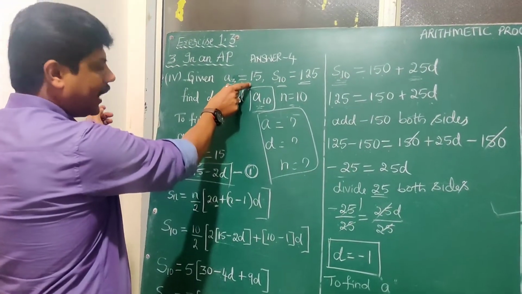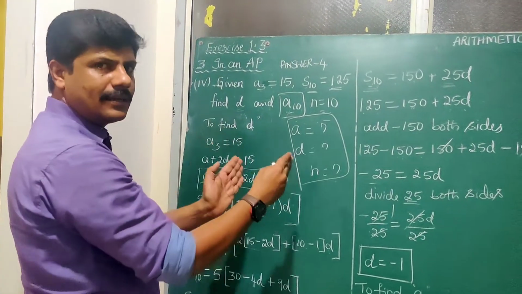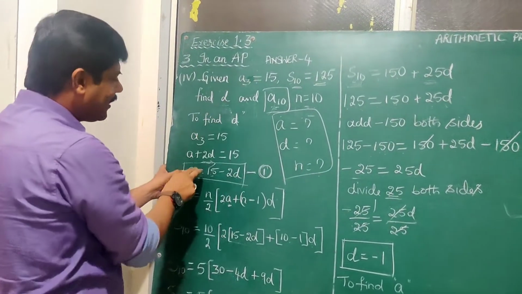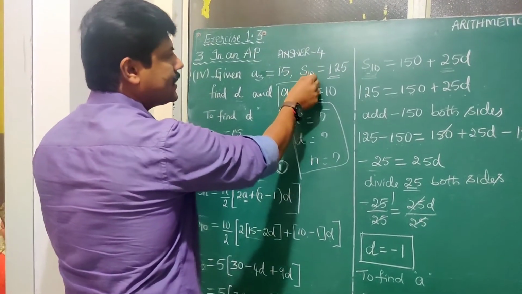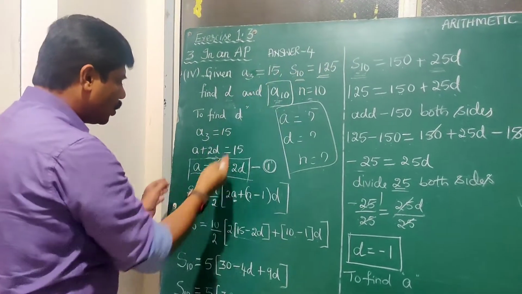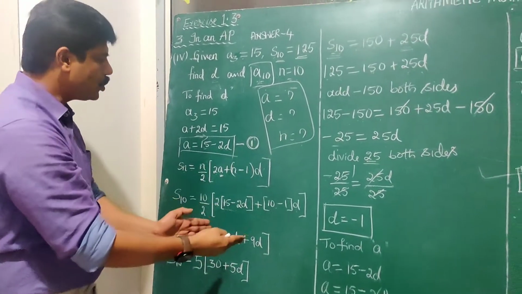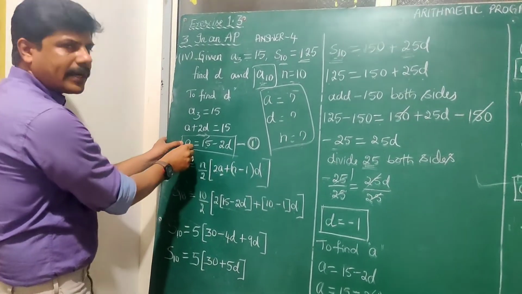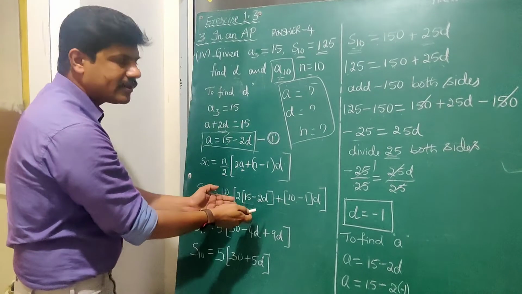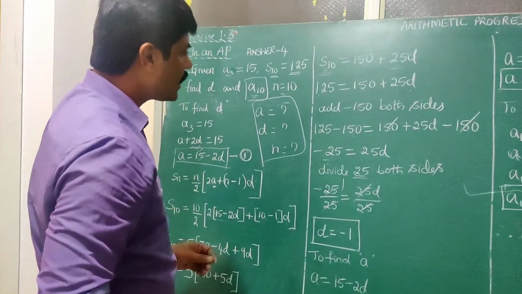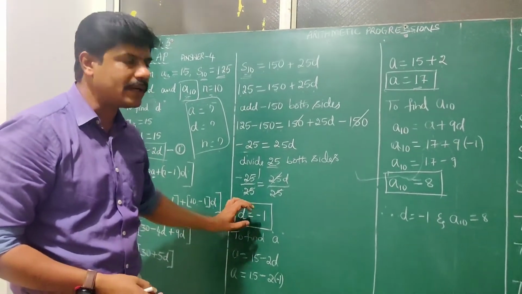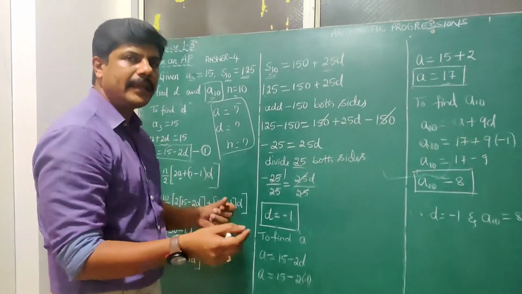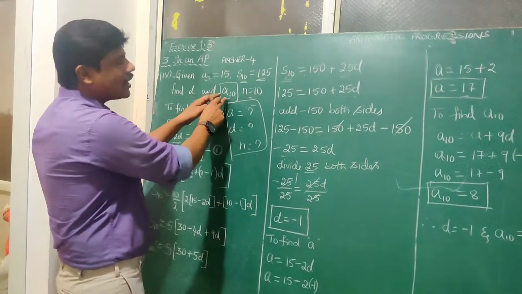First I took A3 and converted it in terms of A. This particular equation I converted in terms of A and took the equation S10 is equal to 125, this clue, and then made all the substitutions. In place of A, what I found here, A is equal to 15 minus 2D, substituted, so that what I got is the D value. D is equal to minus 1. Once we get D is equal to minus 1, then it is very important to get the A value so that you can find A10.